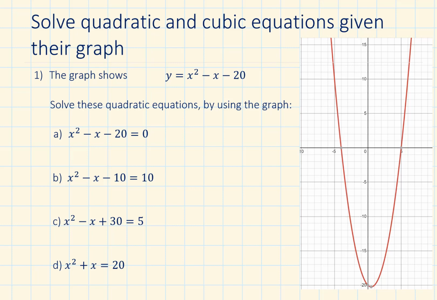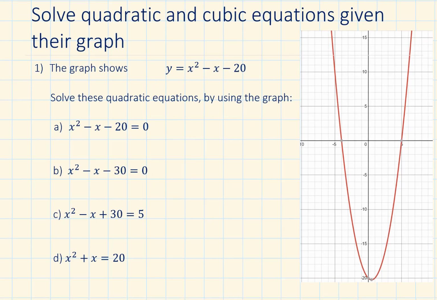Hello everyone! In this lesson, we are going to learn how to solve quadratic and cubic equations given their graphs. How can we use a graph to be able to solve this? In the graph, we have x squared minus x minus 20. In the equation, we also have x squared minus x minus 20. The only thing that is changed is that y has been replaced by 0. We are going to look at the graph where y is equal to 0 and read off the x values.